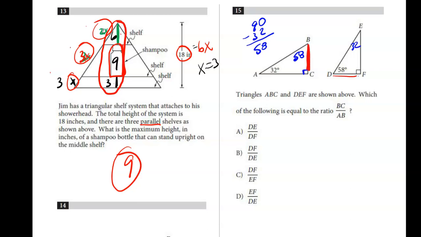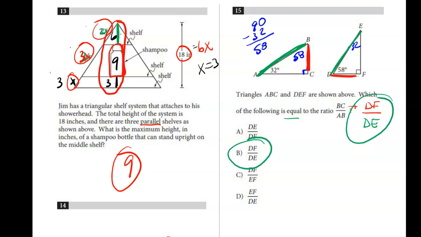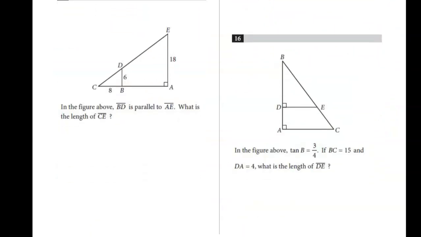BC should go with DF. So BC should correspond to DF. And AB, I'll make him in green, AB is across from the 90, DE is across from the 90. So I think BC over AB is equal to DF over DE. So that would be a correct answer of B.